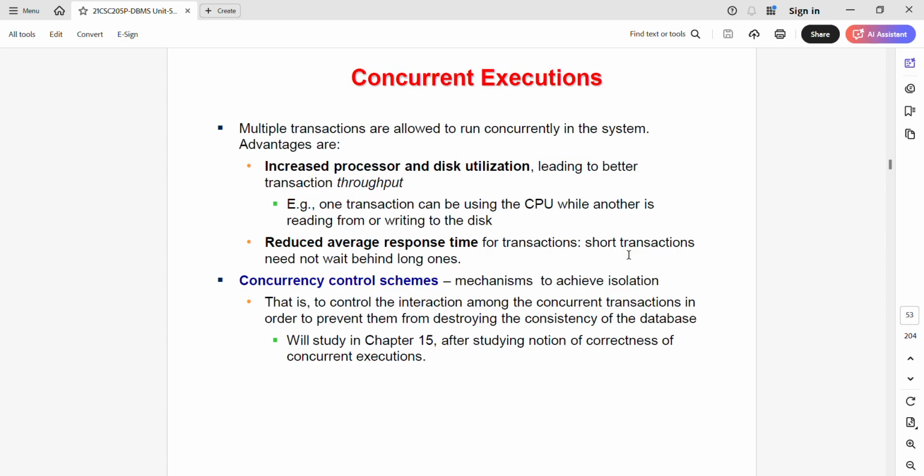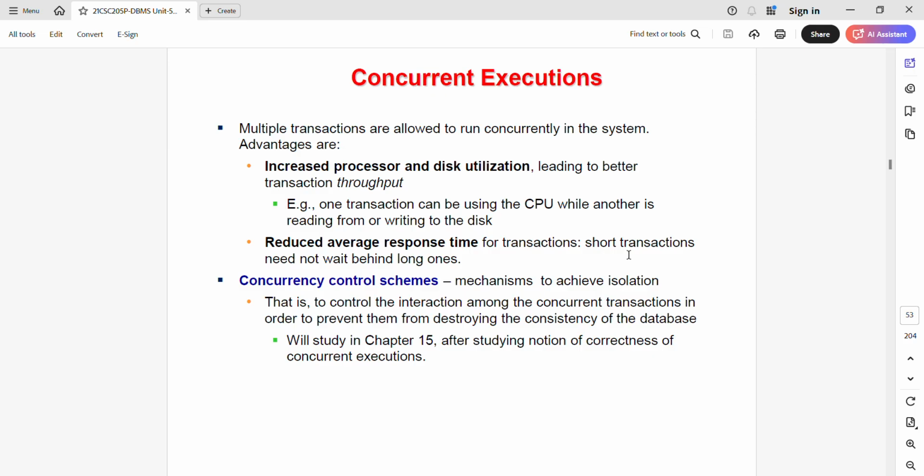So now we will see concurrent execution. Concurrency means multiple transactions are allowed to run concurrently in the system. Advantages: it increases processor and disk utilization, leading to better transaction throughput. For example, one transaction can be using the CPU while another is reading or writing to the disk. We can perform more than one operation.